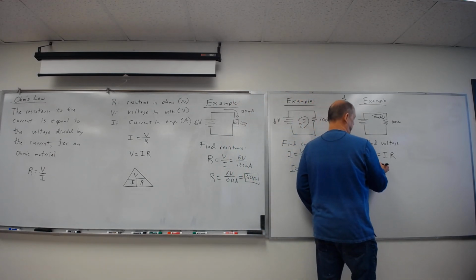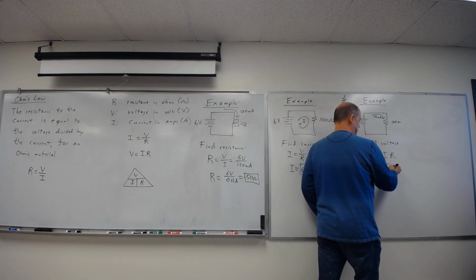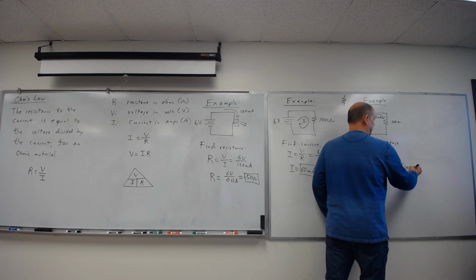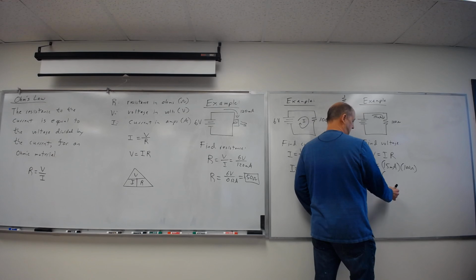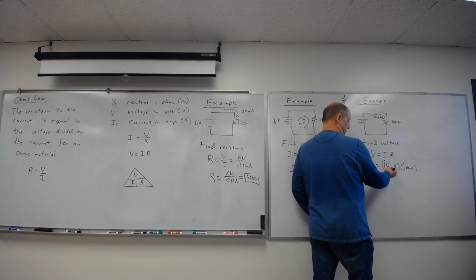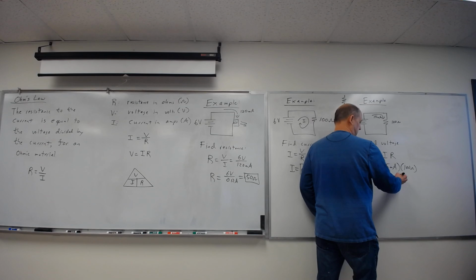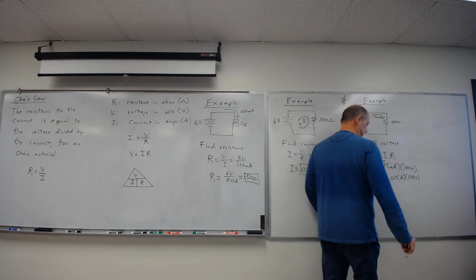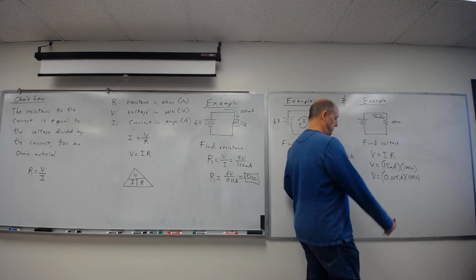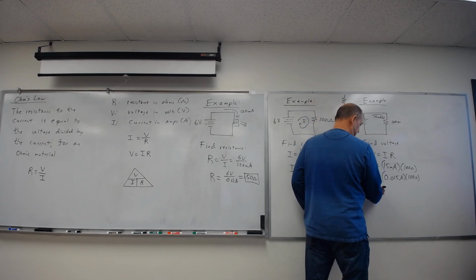My current is 15 milliamps. Resistance is 100 ohms. First thing I'll do is convert milliamps to amps. So move my decimal 1, 2, 3 spots. I don't even need my calculator, right? So I'm going to multiply by 100 with my decimal.